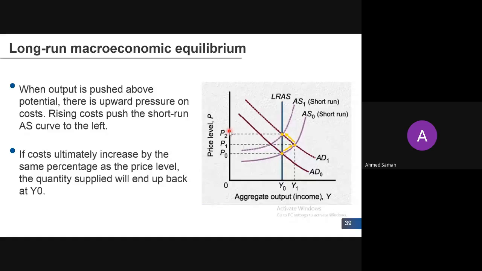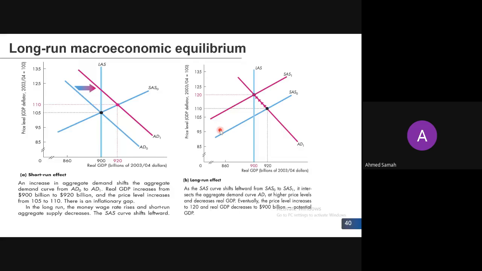Yeah. So even though we end up at the potential output level, now the price level is increased in this case. So this is the same thing explaining more in detail with numbers. You can go through it later.